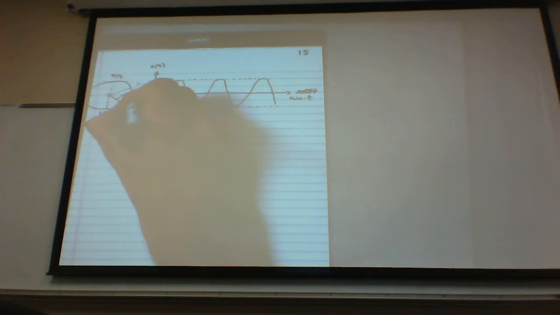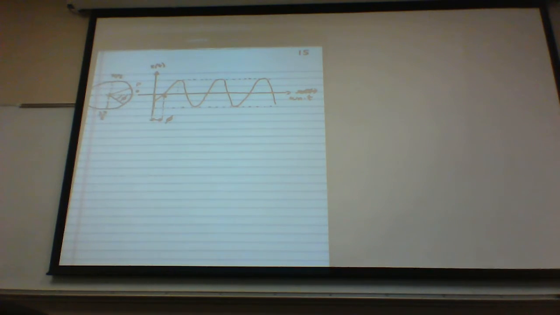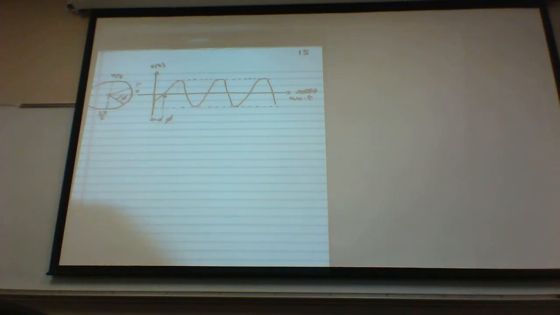This will be what? Pi over 2. This will be pi, 3 pi over 2, and 2 pi, no? Okay? So we start from point P. This is point P. At the beginning will be here. So we start from here. At 0 will be 0. We go up, no? Through this line, we go up.